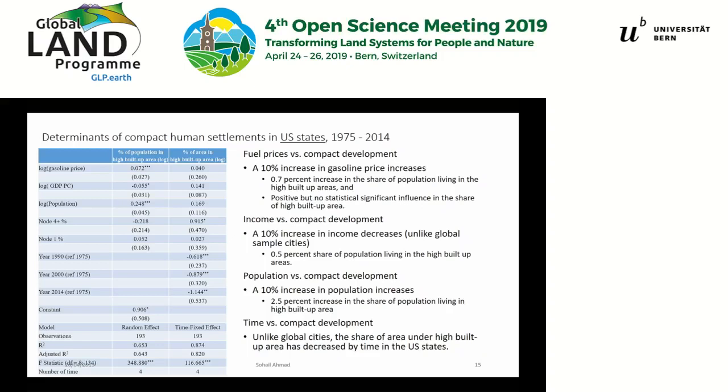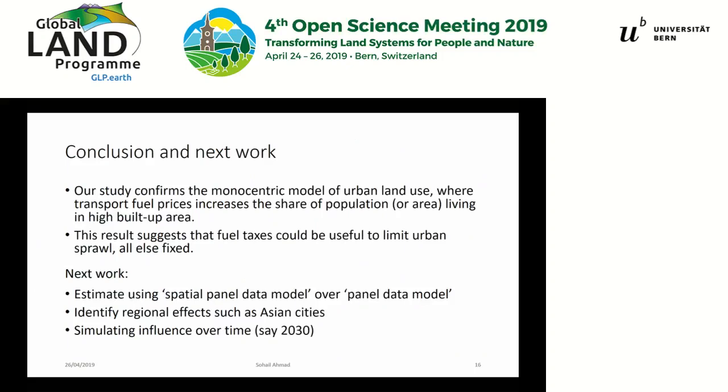So what can we conclude? Our study is consistent with the monocentric model of urban land use, where transport fuel prices increase the share of population or share of area living in high built-up area. This result suggests that fuel taxes could be useful to limit urban expansion.